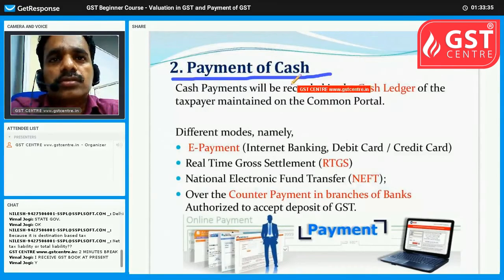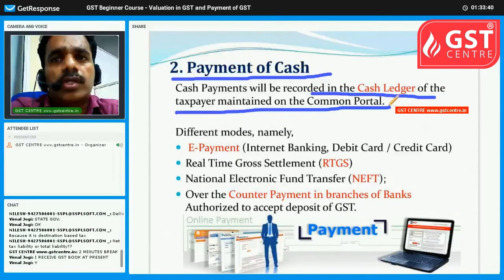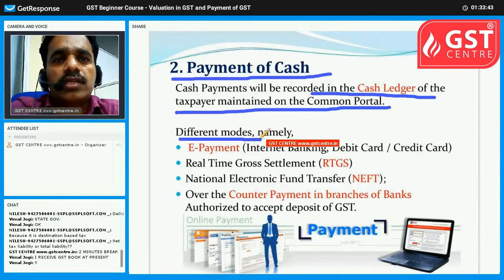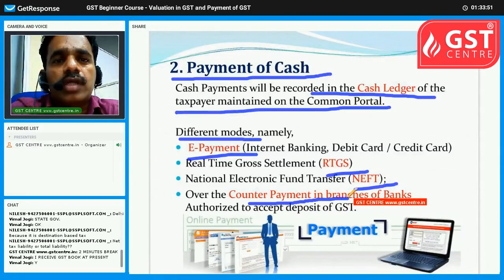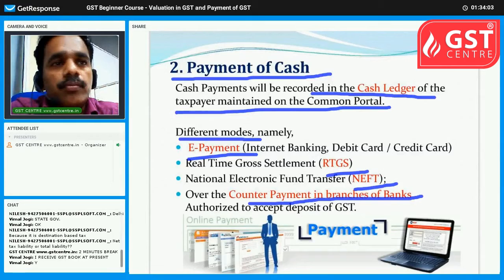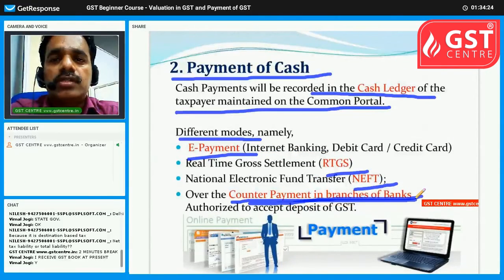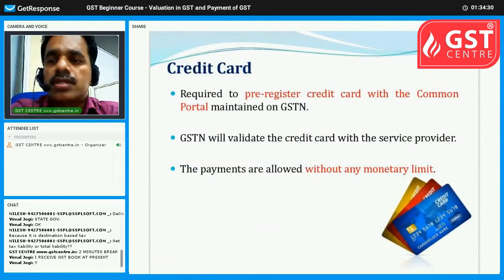So that is payment in cash. Cash payments will be recorded in the cash ledger of the taxpayer maintained in the common portal. Okay, then what are the different modes? The different modes are e-payment, RTGS, NEFT, or it can be paid over the counter in branches of banks. Those banks should be approved by the GST Council to receive it. That is, we can pay the tax by e-payment, RTGS or NEFT, and we can pay it at the counters of selected banks. I think all banks should be approved by the GST Council.